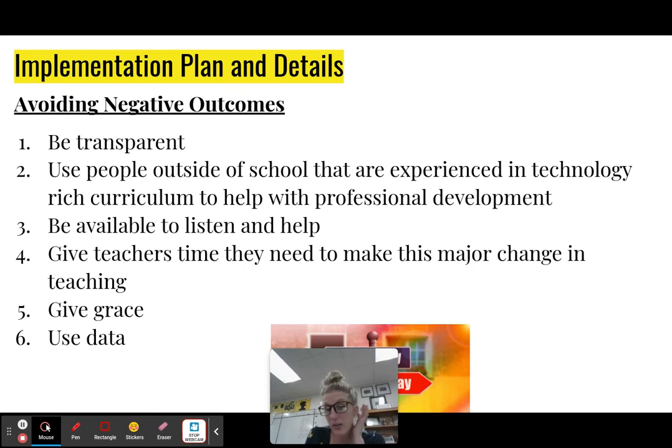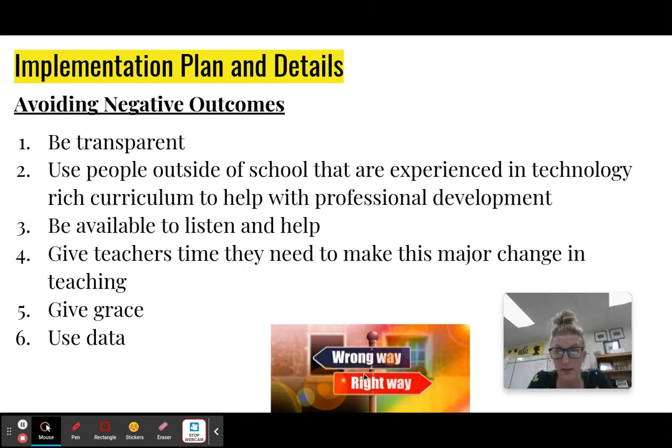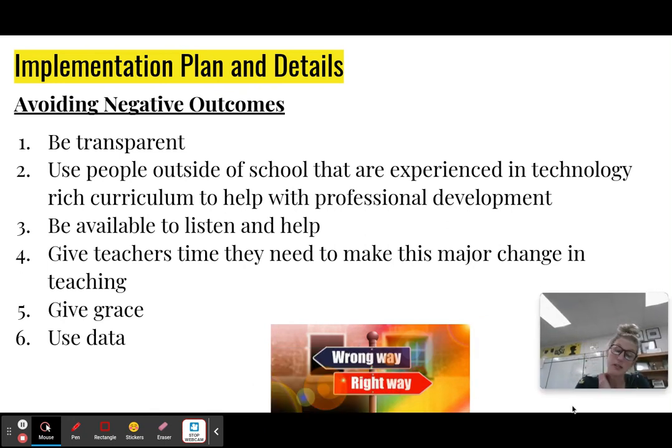To avoid negative outcomes, I need to be transparent. Why am I doing this? And the staff meeting is going to be big. What are my reasons why? Show the data, show the facts.